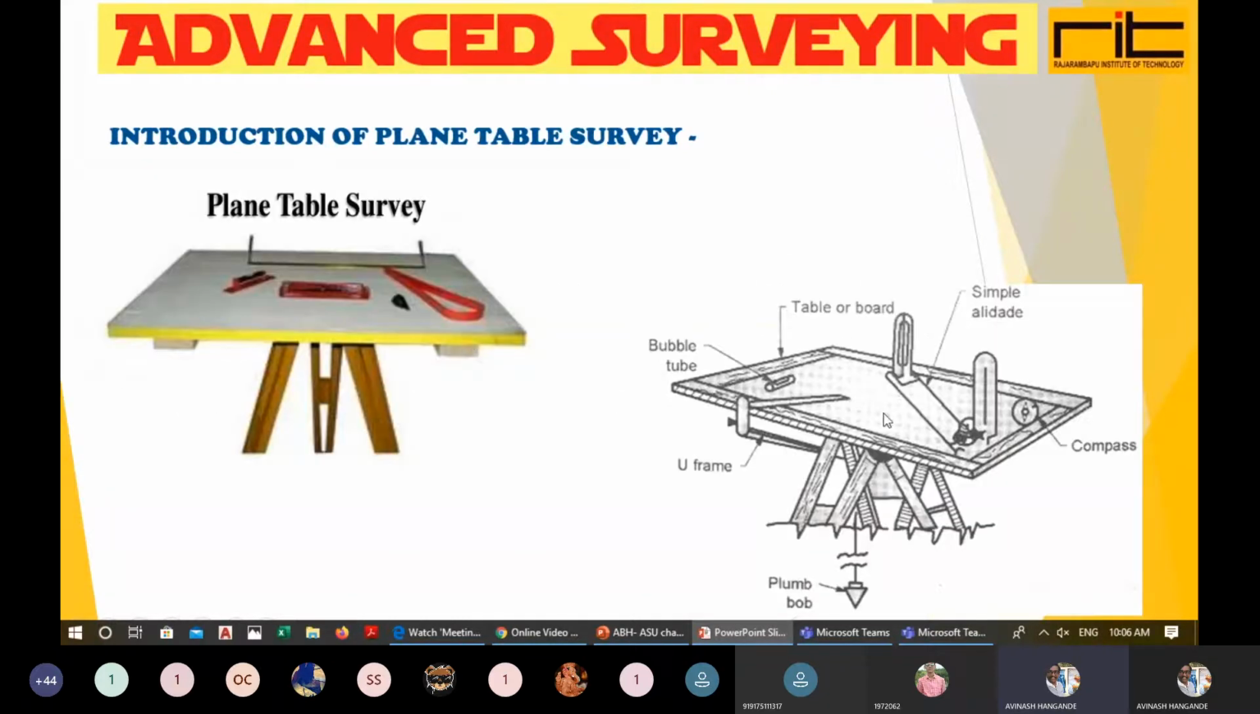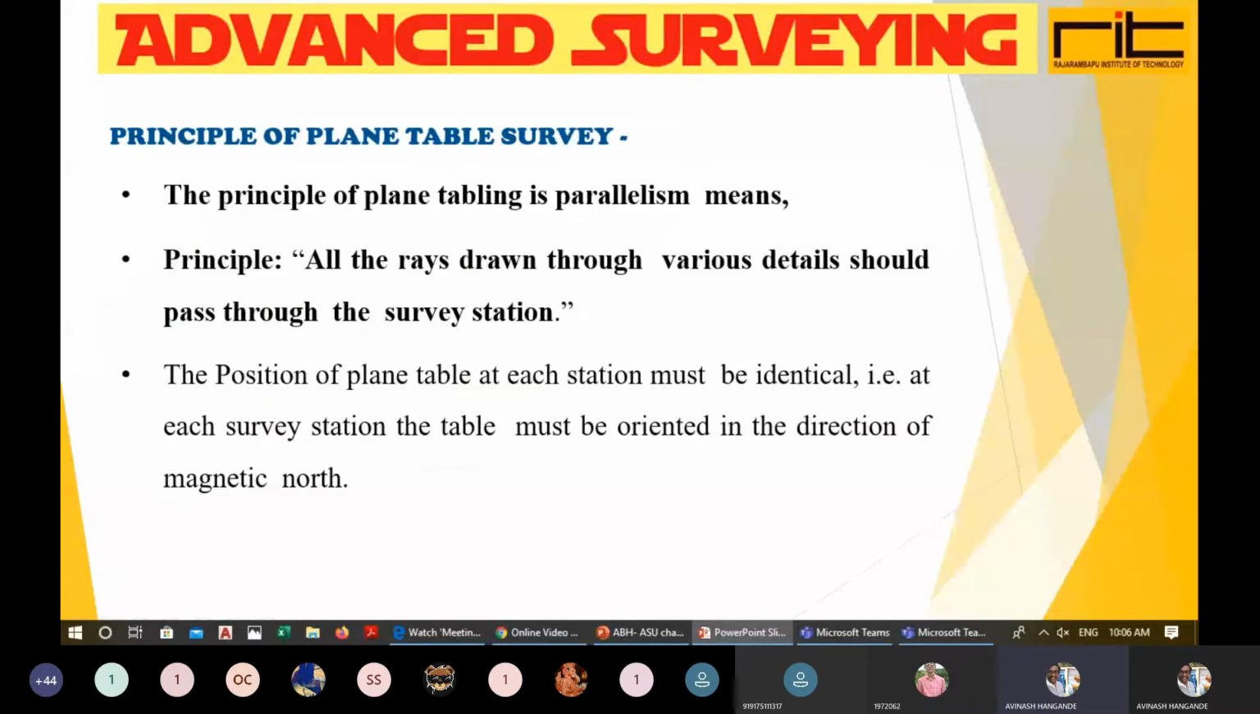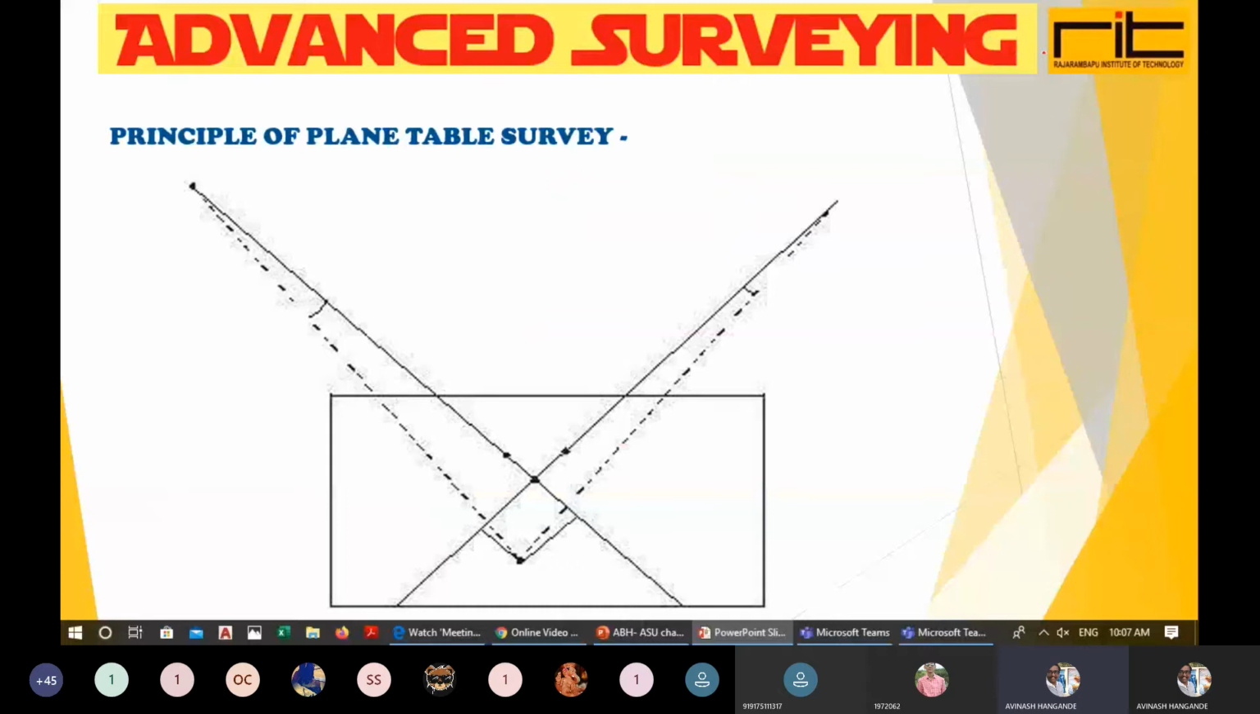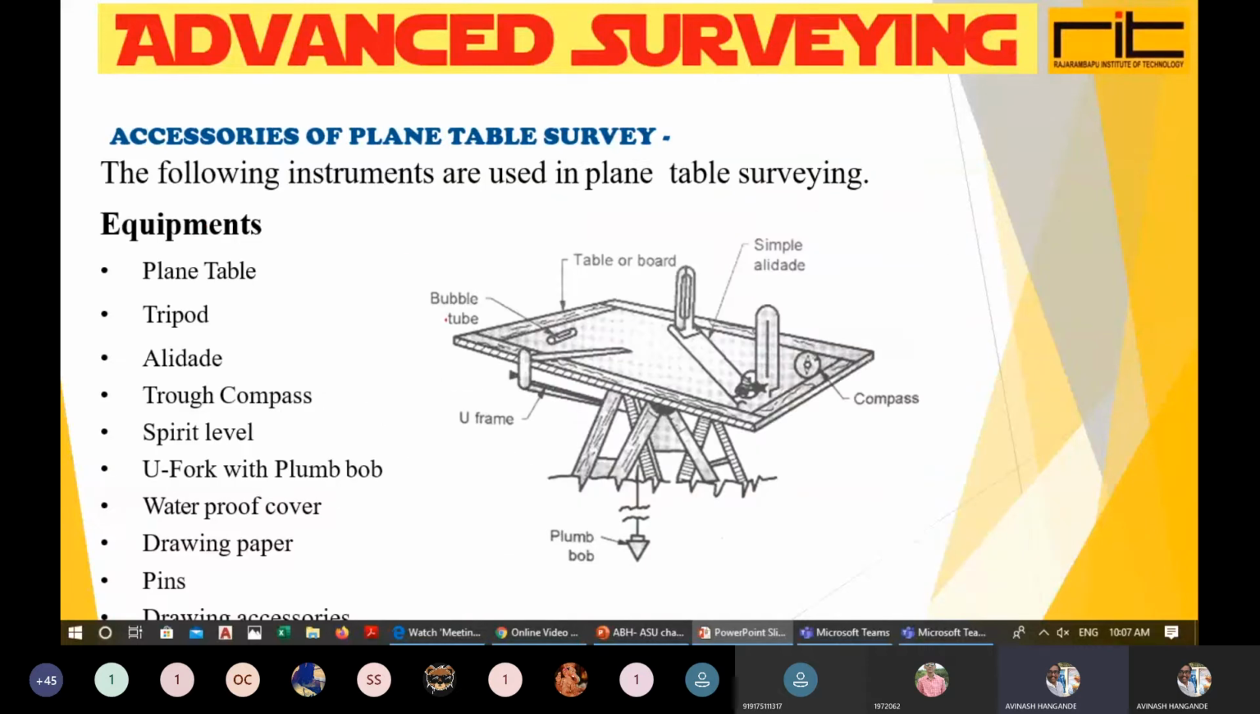So this is the diagram of the plane table, with all accessories which we are going to use. Then the principle of plane table surveying. Remember that the principle of plane table surveying is parallelism. So it's the most important one. You all should know what parallelism is. The rays drawn should pass through the survey station point. In other words, the plane table should be oriented in the direction of the magnetic north line. That is the principle of plane table surveying. So this is the diagram.